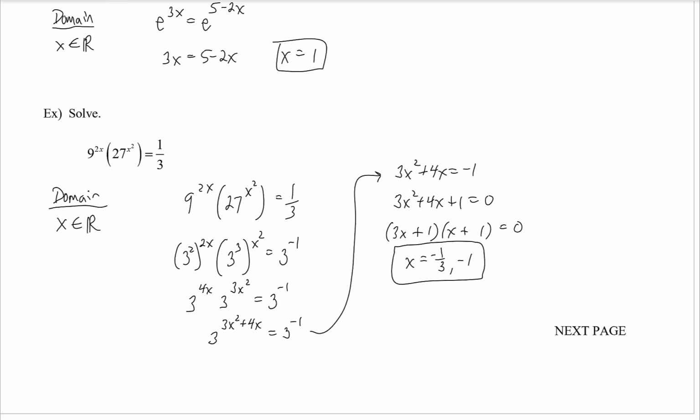We can check an answer real quick though. Let's check that negative 1. So that'd be 9 to the negative 2, so it'd be 1 over 81, and then times 27. So it'd be 1/3 equals 1/3. Yeah, so I think we're good. I'm not going to check the negative 1/3. Feel free to check it on your calculator if you want or need.